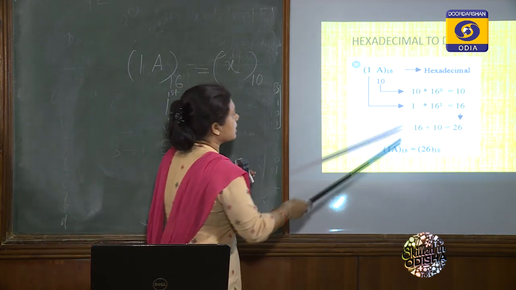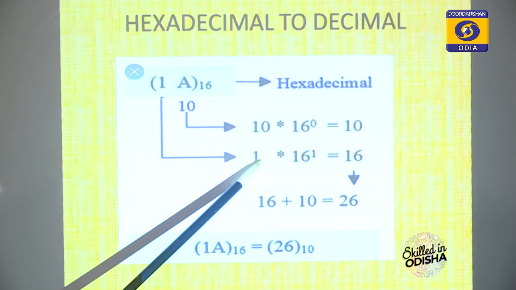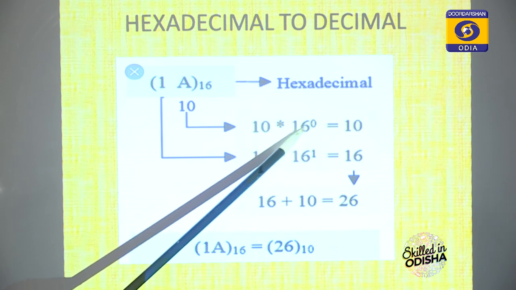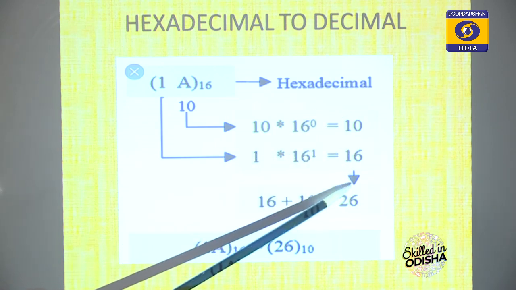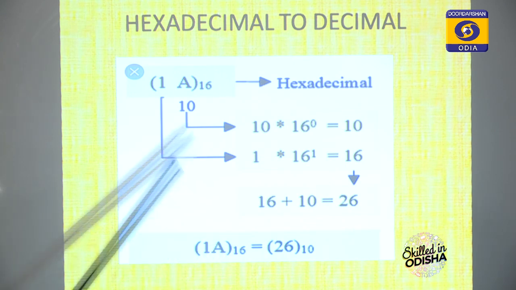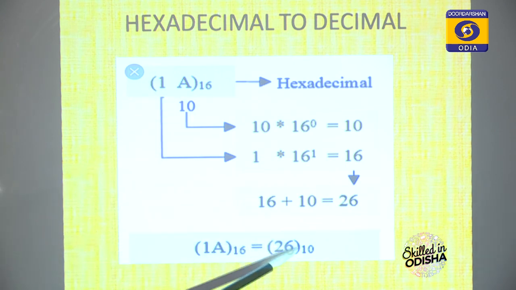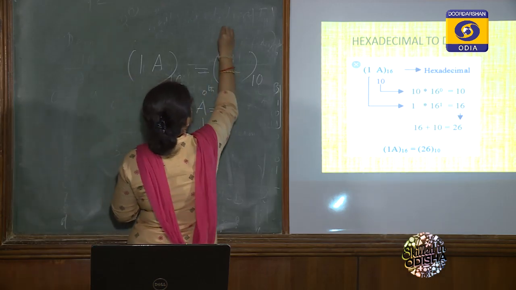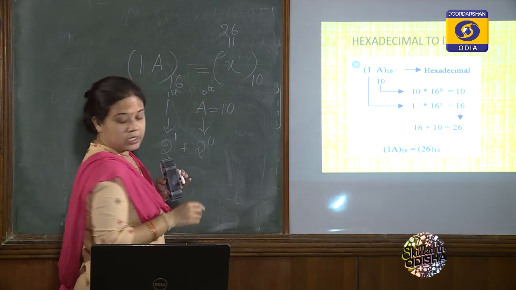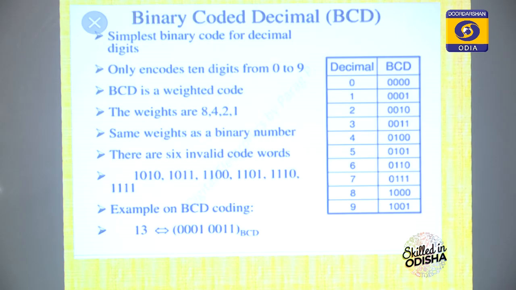Just like here it is written, 1 will be multiplied with 16, that is 16, and 10 will be multiplied with 16 to the power 0, that is 10. After adding we will get 26. So the decimal representation of 1A is 26, base 10. That means this x is 26. So this is the hexadecimal to decimal conversion.